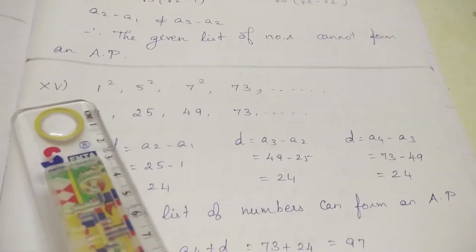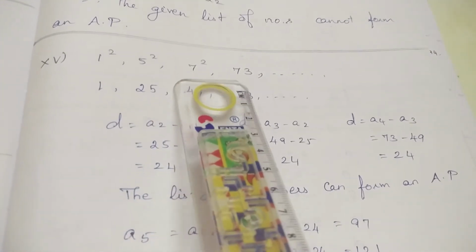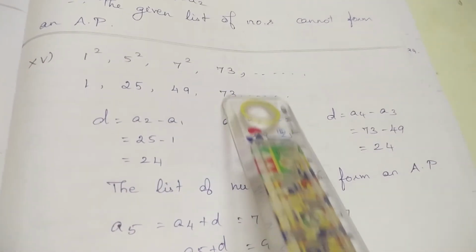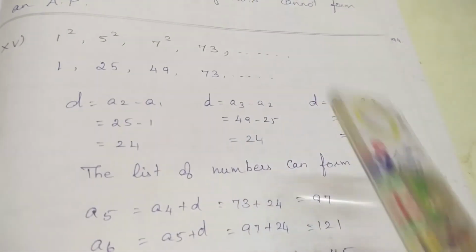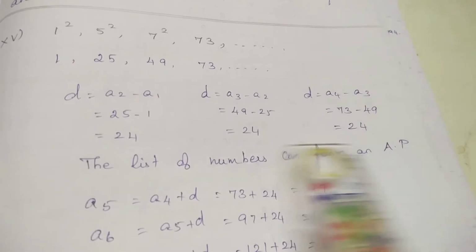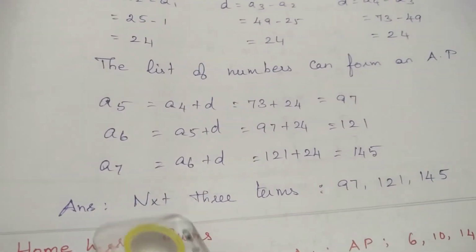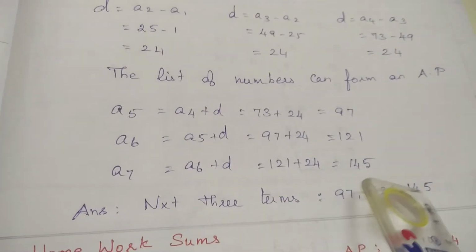And then the 15th sum: 1 squared, 5 squared, 7 squared, 73. Be careful: just by looking, you may decide that this cannot form an AP, but you have to check it properly. 1 squared is 1, 5 squared is 25, 7 squared is 49, and 73. D equals A2 minus A1, so subtract and get it, and check A3 minus A2. I did this for checking purposes, since the numbers look different, to confirm. We do A4 minus A3, that is also the same. So all the common differences are the same, and the given list of numbers can form an AP. Then as usual you have to find A5, A6 and A7, the next three terms.